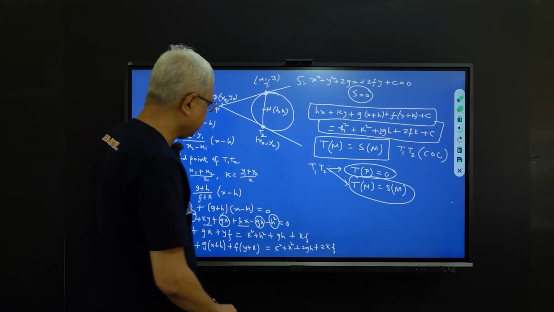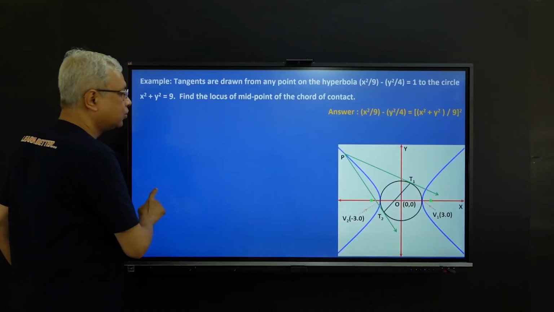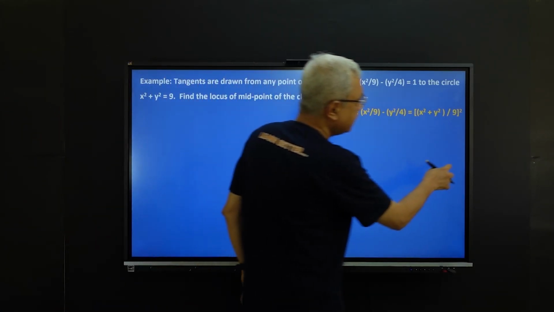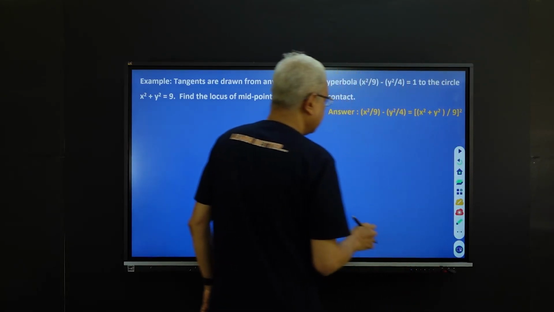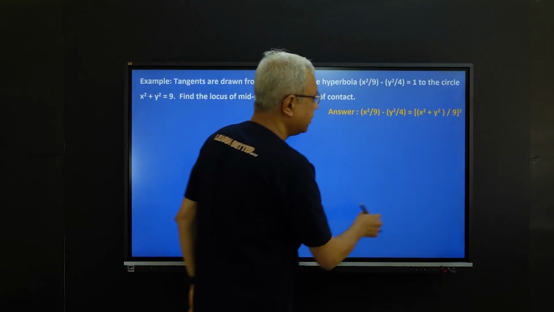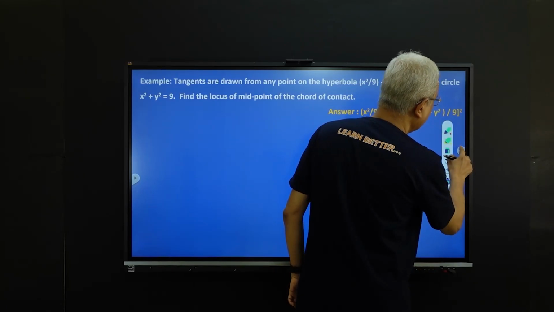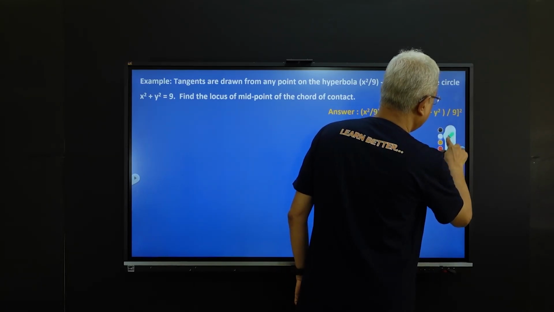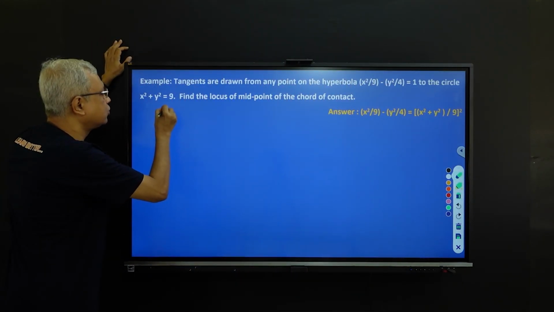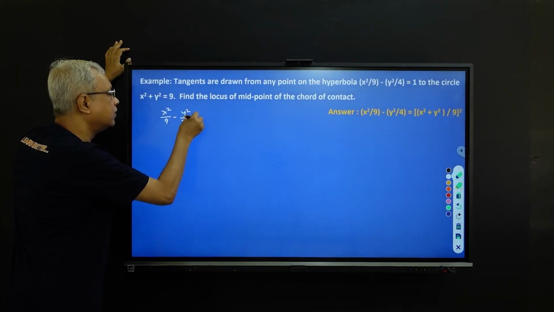Okay. Now let us go to the problem. So with this background, let us go to the problem. Now see, here the equation of the hyperbola is x square by 9 minus y square by 4 equal to 1. Okay, so the equation of the hyperbola is x square by 9 minus y square by 4 equal to 1.